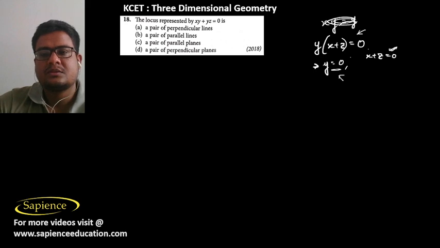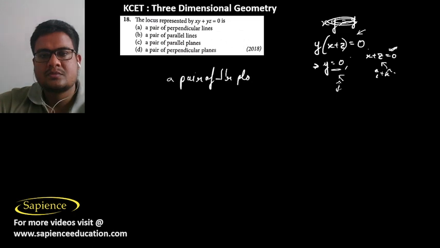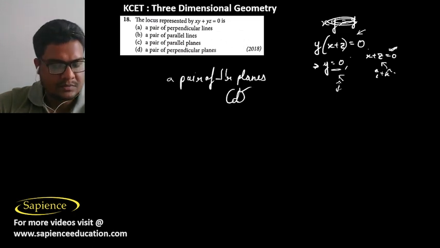Here the normal vector is j cap, and here the normal vector is i cap plus k cap. So their scalar product is 0. So therefore it represents a pair of perpendicular planes. So option D is the correct answer.